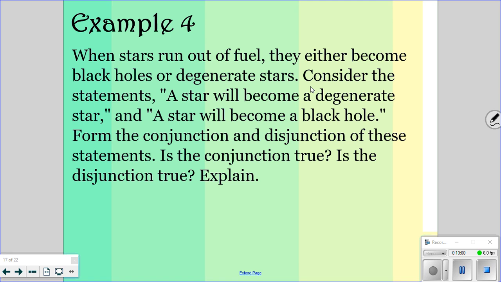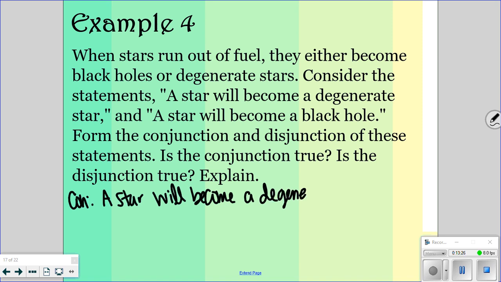When stars run out of fuel, they either become black holes or degenerate stars. Consider the statement: A star will become a degenerate star, and a star will become a black hole. The conjunction would be a star will become a degenerate star and a black hole.